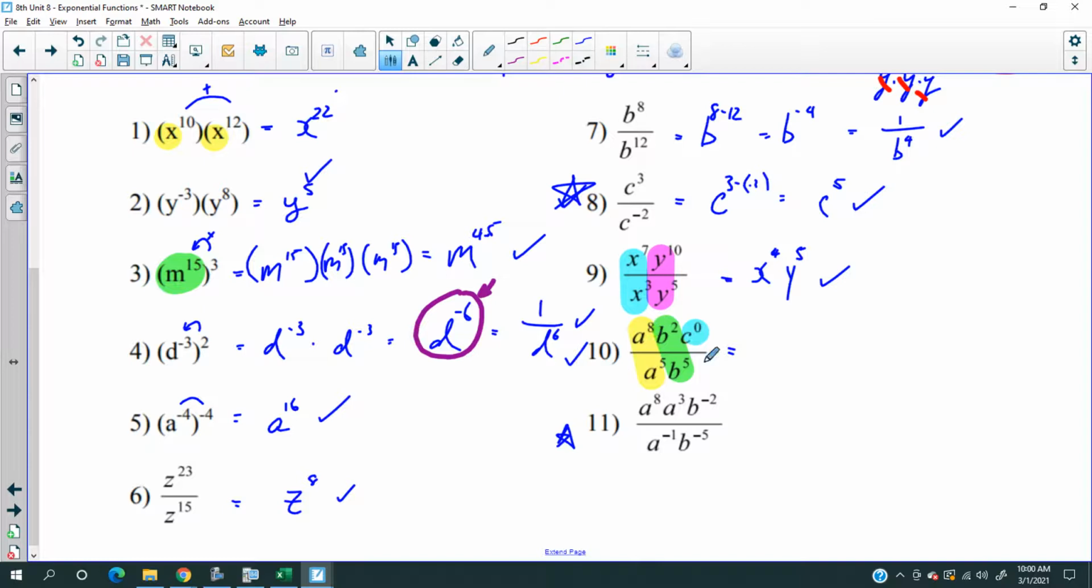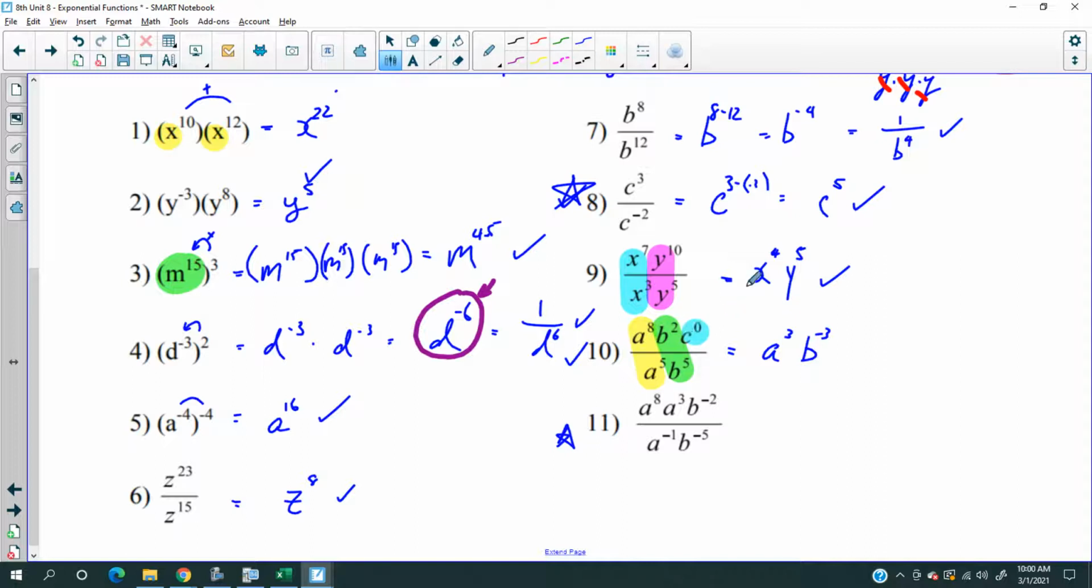So a to the 8th over a to the 5th is a to the 3rd, right? B squared over b to the 5th. Now you got to be careful here. 2 minus 5 is negative 3, right? So far so good, right? 8 minus 5 is 3. 2 minus 5 is negative 3.